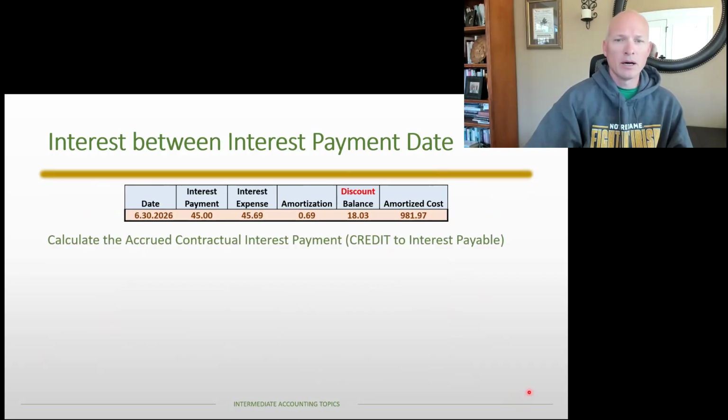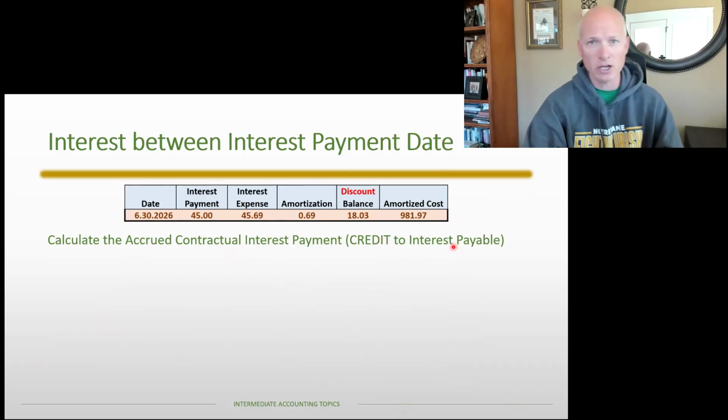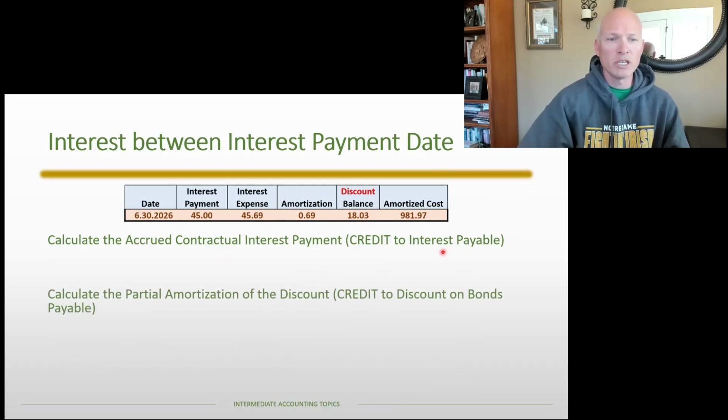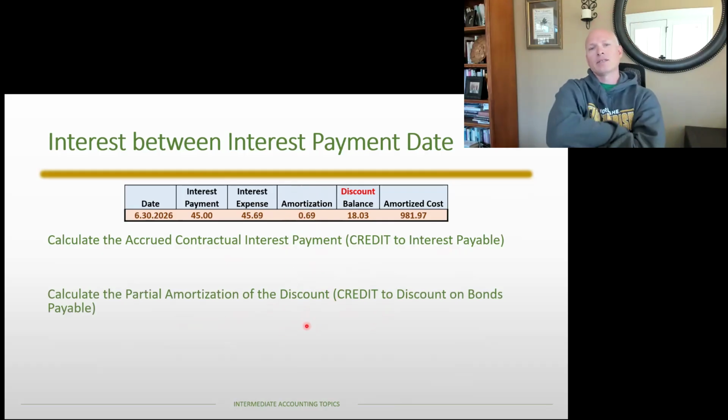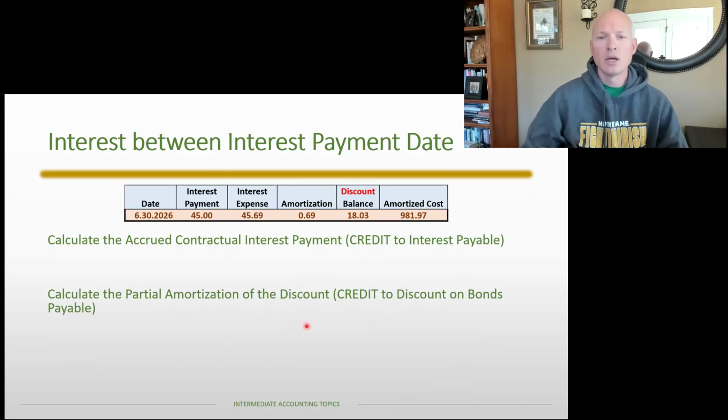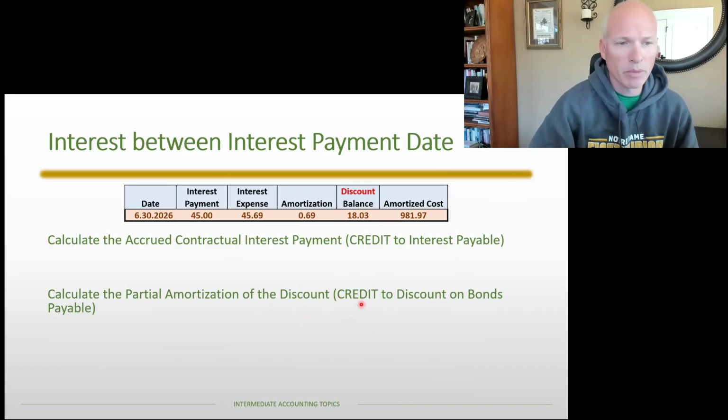And so looking at that, we have to calculate three different things. First of all, we have to figure out, okay, is there accrued contractual interest based on the interest payment? Whatever that amount is would be a credit to interest payable because it is a contractual obligation to pay. You also would need to partially amortize the discount. Again, a full 6 months of amortization is 69 cents per bond. But of course, this would capture basically 3 of those 6 months. And again, the discount has a debit balance because it's a contra liability. And so to partially amortize that, we would be crediting the discount on bonds payable.